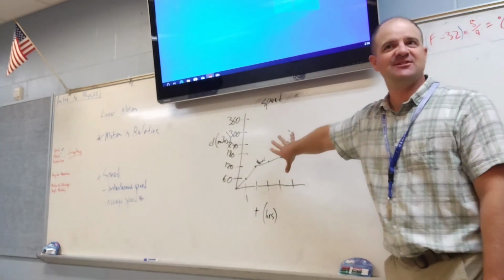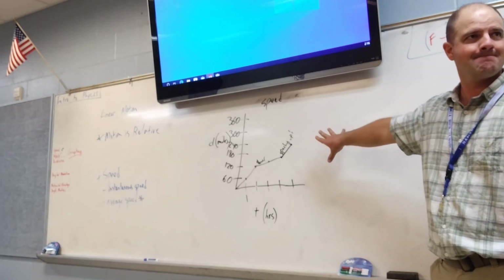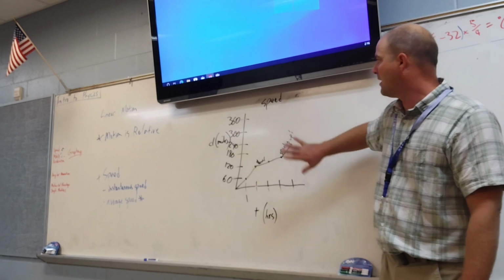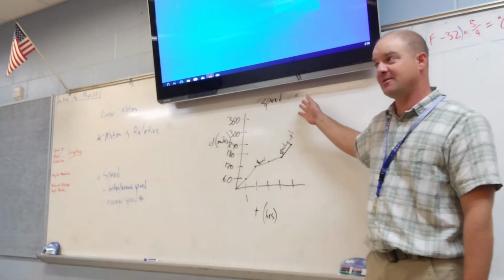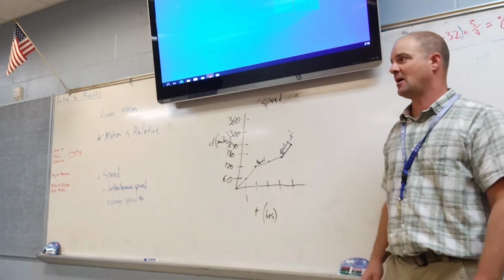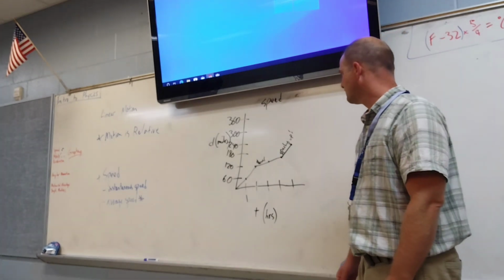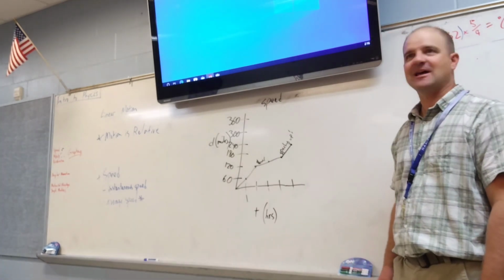Does that make sense? Does everybody see this? This is kind of a speed representation on a graph. So if it's a speed graph, you need distance and time on your x and y axes. Okay, that's not that bad. Not that bad at all, is it?